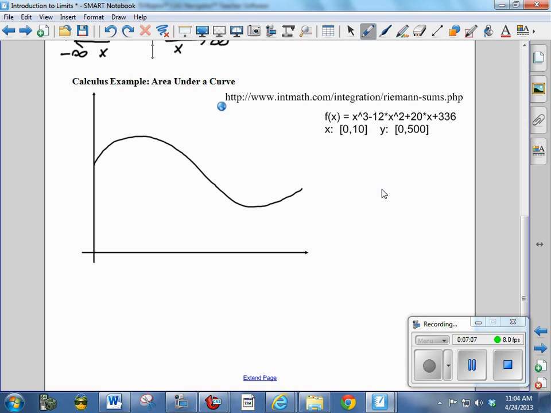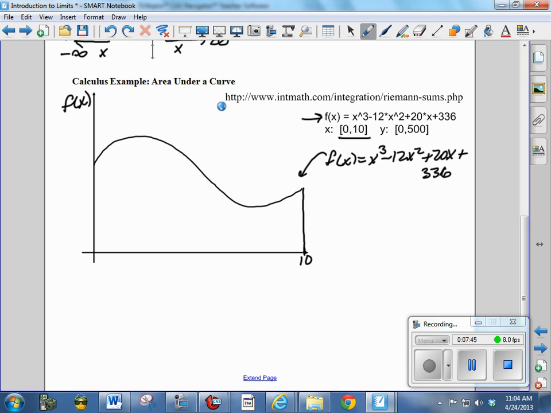So I'm specifically saying, we're looking at this function here, f of x is equal to x cubed minus 12x squared plus 20x plus 336. And that is this function here, f of x. That is the curve that we're looking at. I'm going to go from 0 to 10 in the x direction, so we'll have that be 10. The 0 to 500 just represents the window setting I used to remind myself when I went to this applet online that that's the window settings I used.